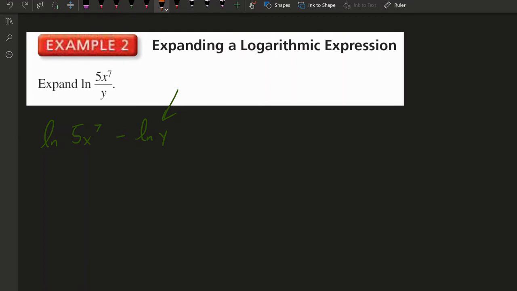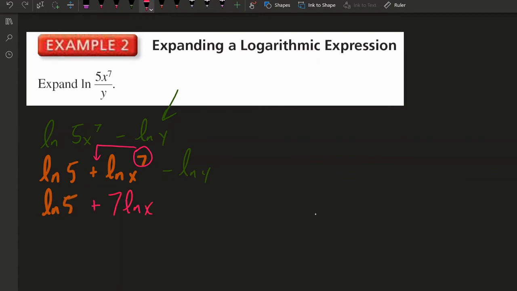First I've got 5 times x to the 7th, that would be the product rule, so I can say natural log of 5 plus natural log of x to the 7th, and then I still have this minus natural log of y over here. Now I also can use the power rule with that 7. The power rule lets me move it from the exponent to the coefficient, so that would give me natural log of 5 plus 7 natural log of x minus natural log of y. And at that point, I can't expand it any more than that.